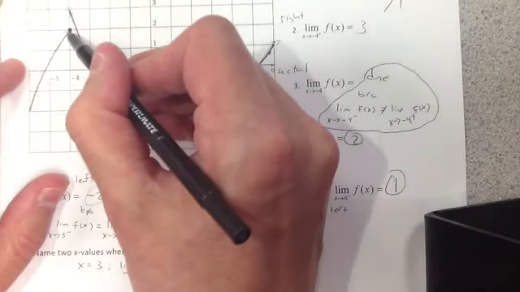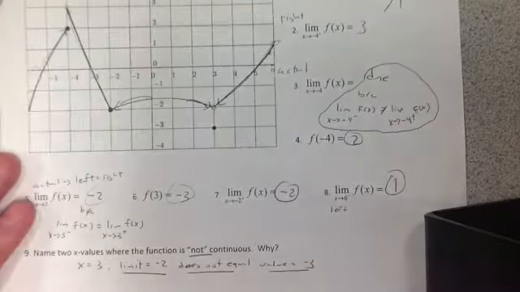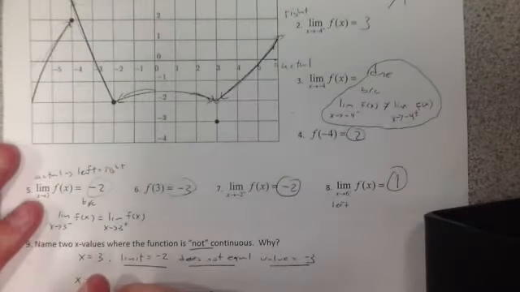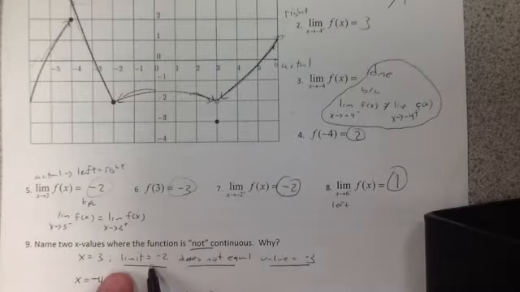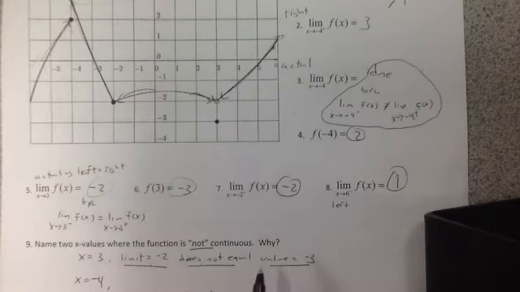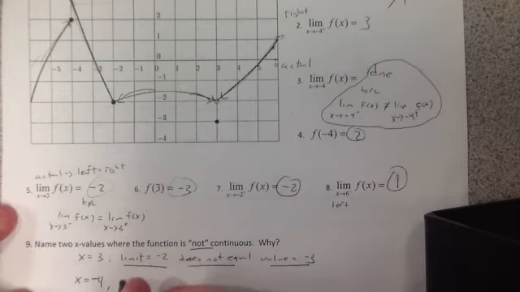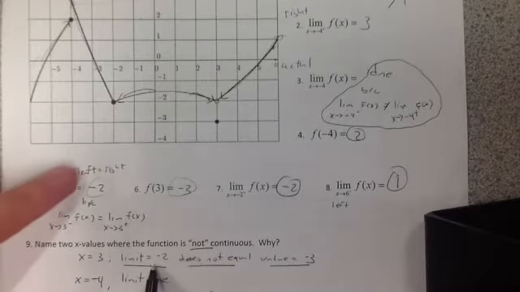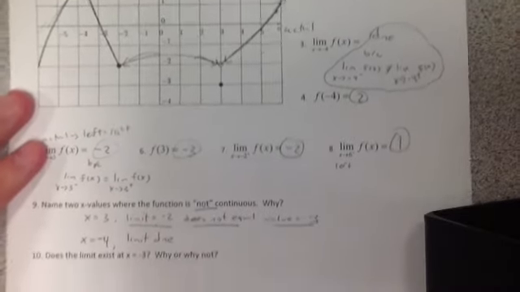I have to take a break before I continue drawing. So at -4, the reason isn't because the limit doesn't equal the value, but because the limit itself does not exist. And that's what we say here. The limit does not exist.